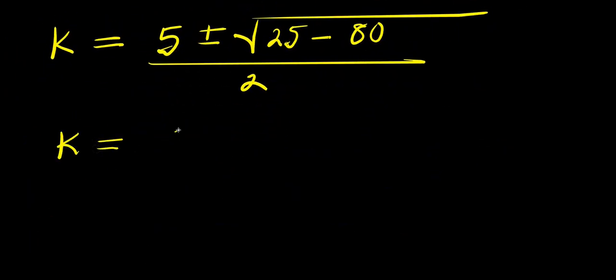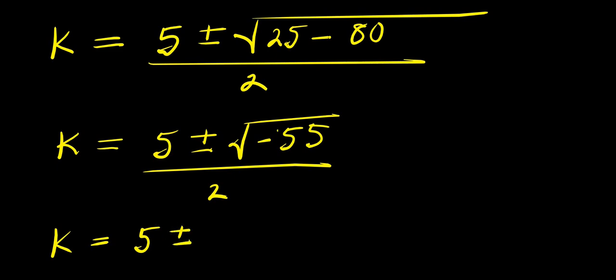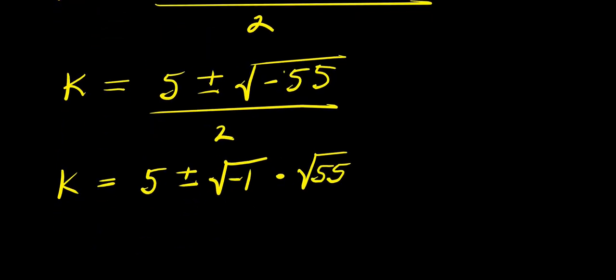So from here, we have k equals 5 plus or minus square root of, this will give us negative 55. This is negative 55, and this is divided by 2. So from here we have k equals 5 plus or minus, there's minus here, negative 1 times square root of 55, and this is divided by 2.